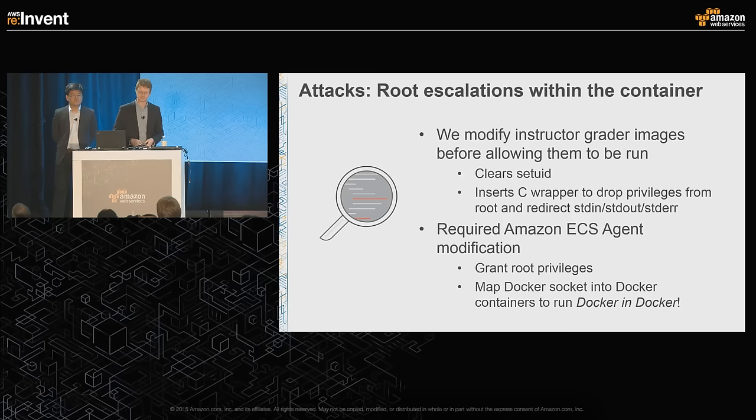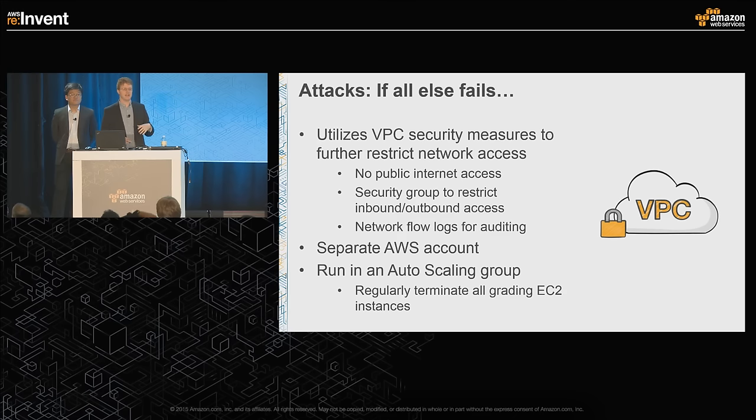Now, I've discussed a number of attacks that allow us to secure things on a host-level basis. But it's important, when you're really trying to do security, to have defense in depth, or multiple layers of security. So we have an additional layer, or a number of additional layers of security, at the network level. So all of this runs within Amazon VPC, and this allows us to deny public internet access to our grading machine. So you just can't talk to the internet when you're on one of these grading machines.